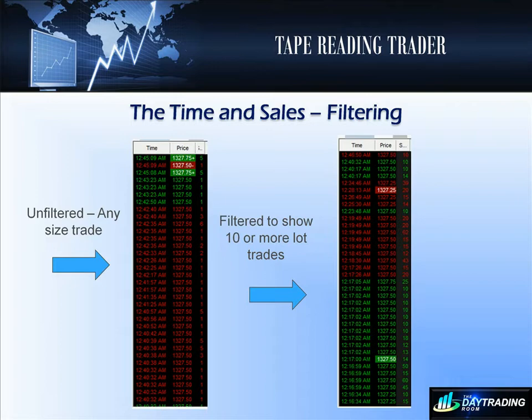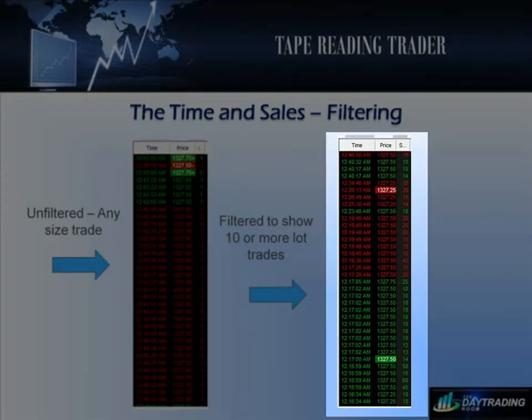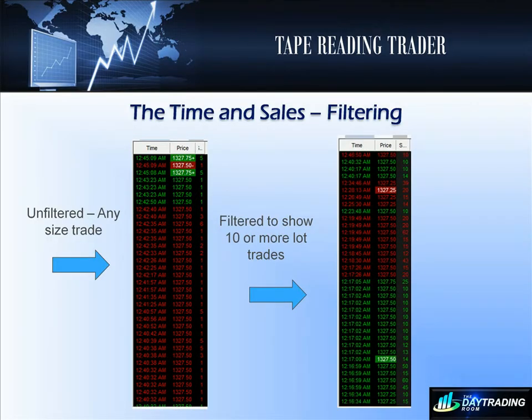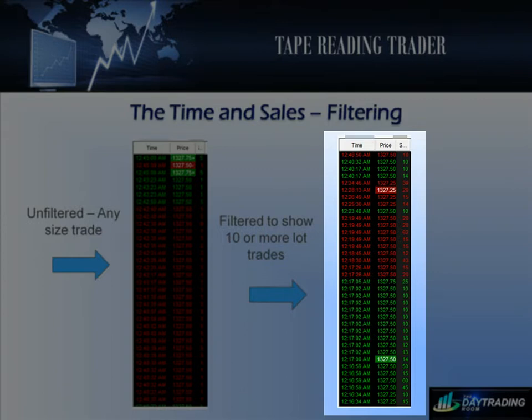So what we do is we show two time and sales windows. We have unfiltered and filtered. Unfiltered is going to show every single trade, and that's important because we want to know what the retail traders are doing, how they're trading it, whether they're being stopped out, what their frequency of trade is, what their urgency is. And the filtered is just showing us large players.